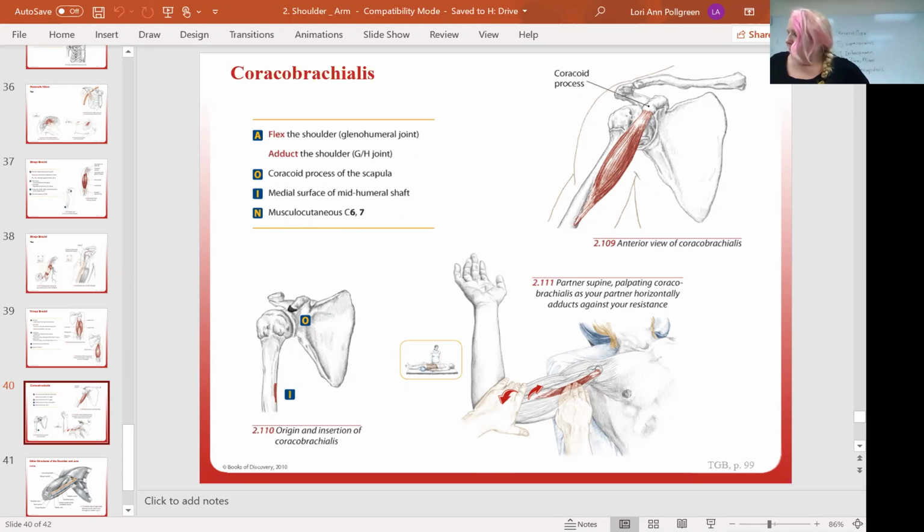So we are talking about our coracobrachialis now, also known as the armpit muscle. The coracobrachialis is a small tubular muscle located in the axilla, sometimes known as the armpit muscle. It is a secondary flexor and adductor of the shoulder. In anatomical position, the coracobrachialis is deep to the pectoralis major and anterior deltoid, and lies anterior to the axillary artery and brachial plexus, in front of the brachial plexus and the artery there.